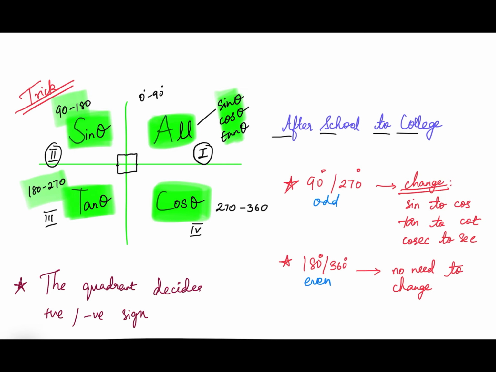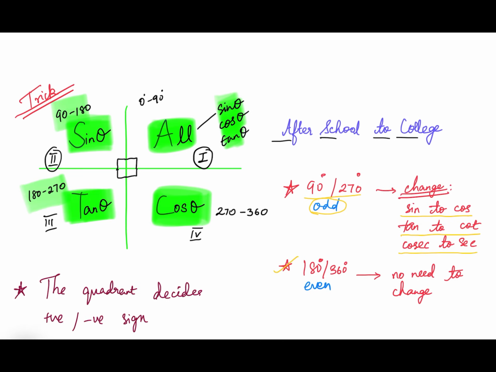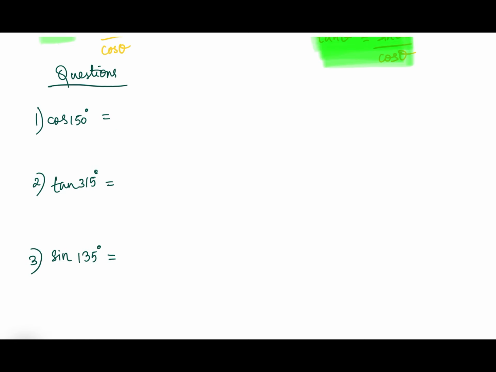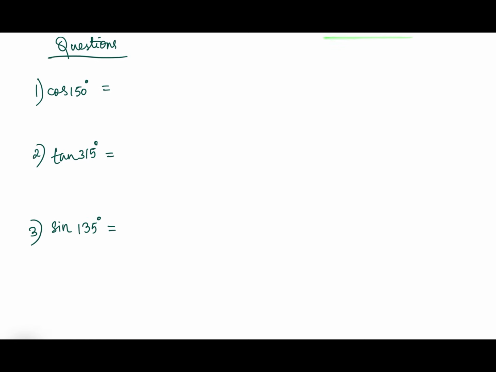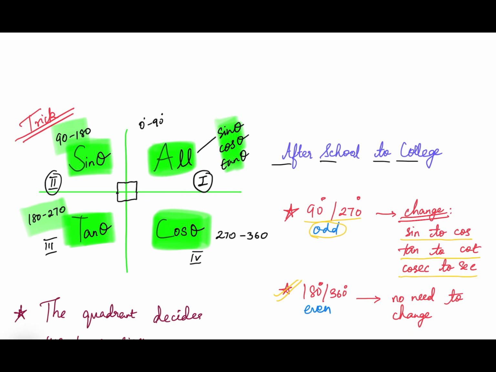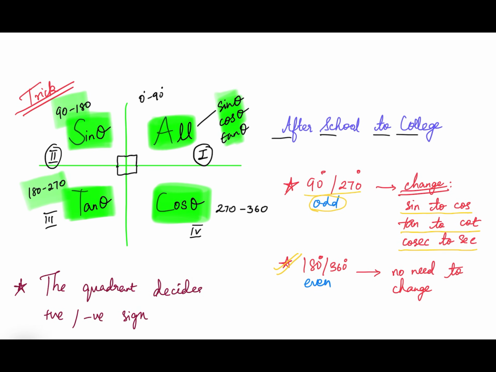Now let's go to the rules. Two rules are there. If you see, when we are using 90 or 270 degree in the sums, these are odd numbers, right? For odd numbers, you have to change sin theta to cos theta, tan theta to cot theta, and cosecant theta to secant theta. But I would suggest you to use even numbers so that you need not change. If in the question there is cos 150, you can use it as cos if you use even numbers, okay?